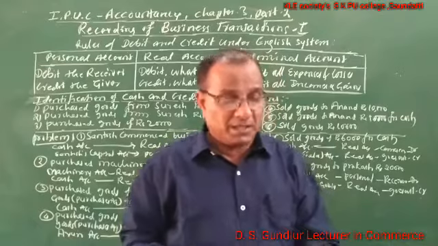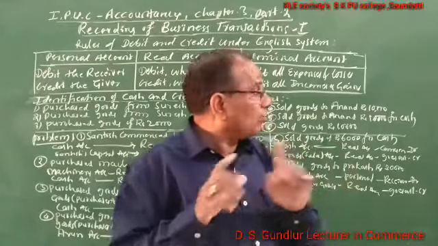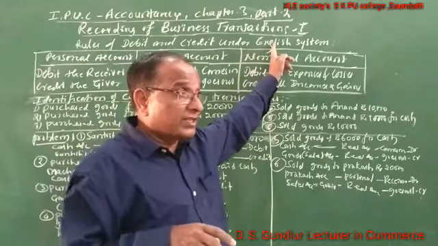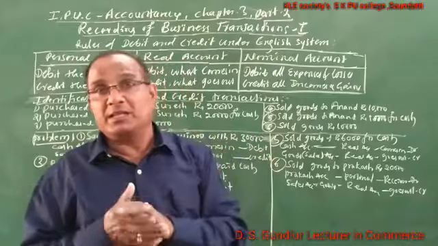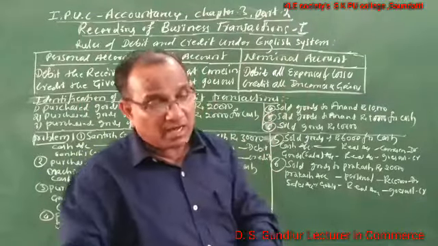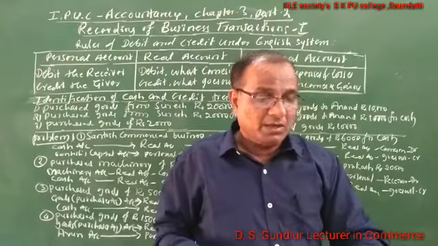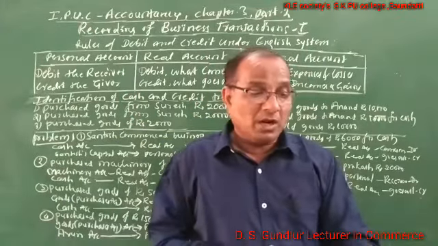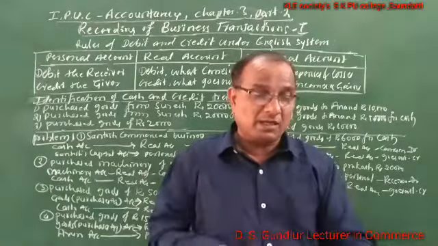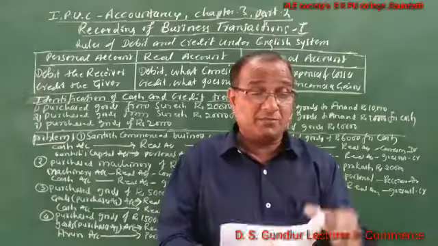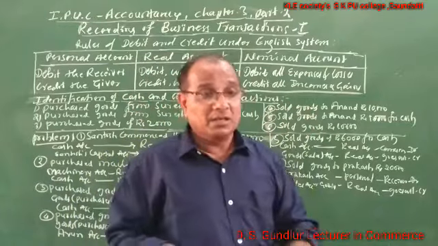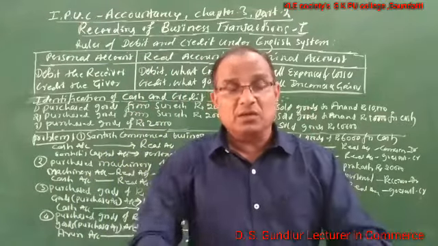Now with this I conclude the topic relating to the English system, the traditional approach, with a simple example. For the next class, the next topic will be the modern approach, the American system, where different accounts are to be considered. We will discuss it in the next class. In the next video, I will put the American system with examples. And with this I conclude. Thank you.